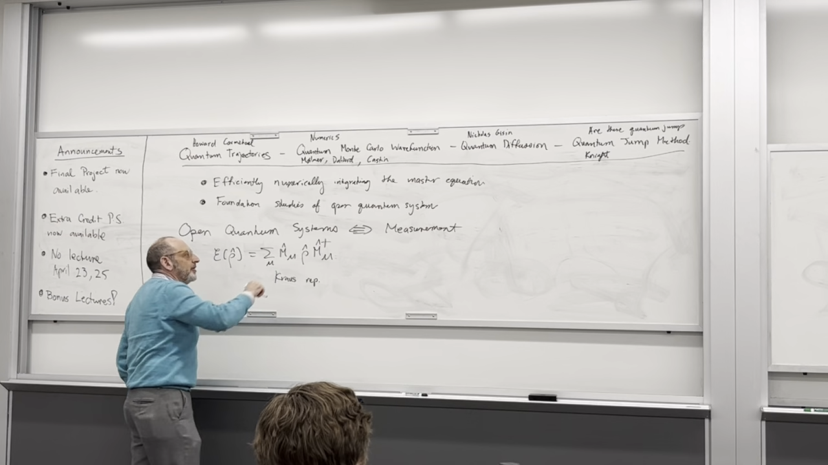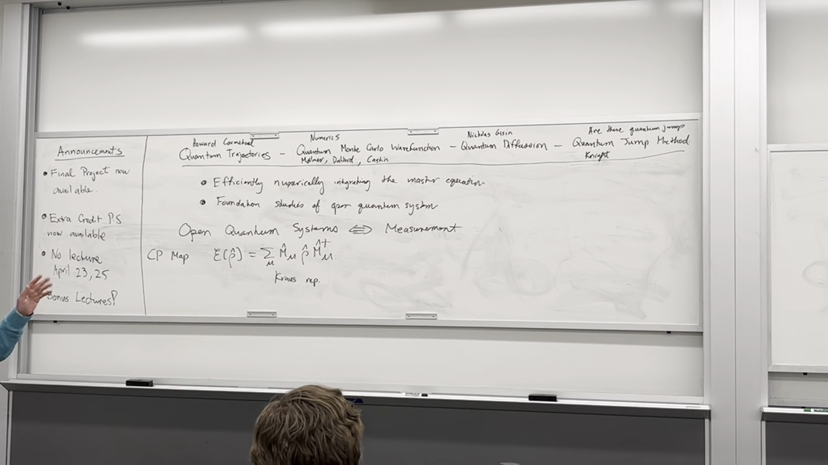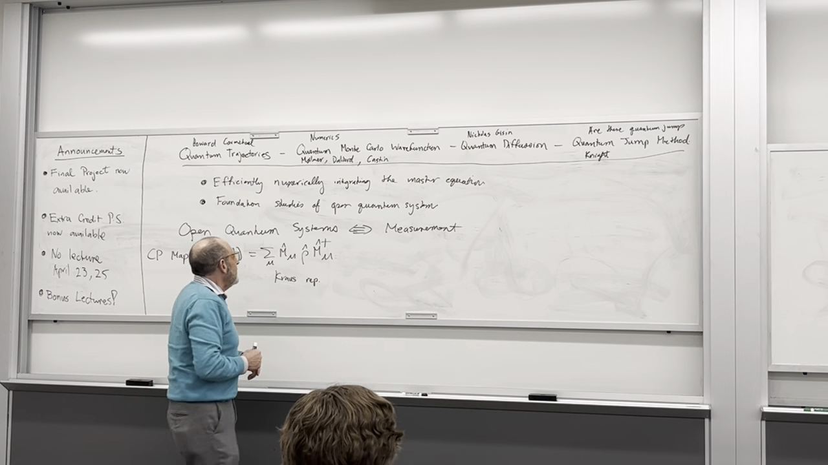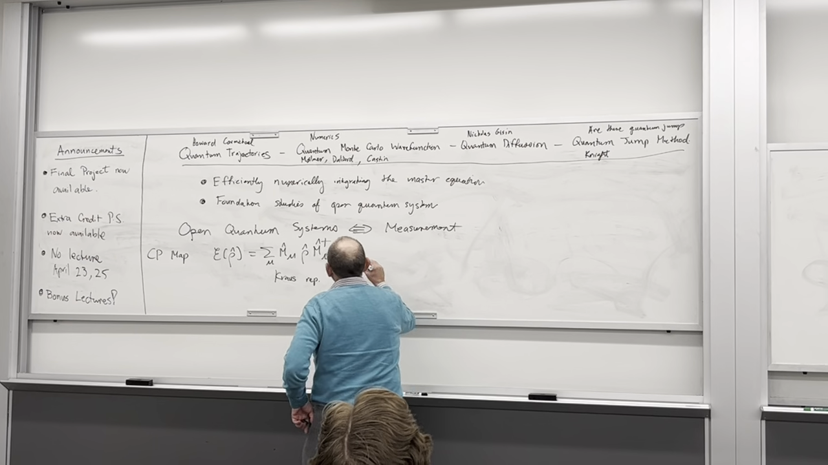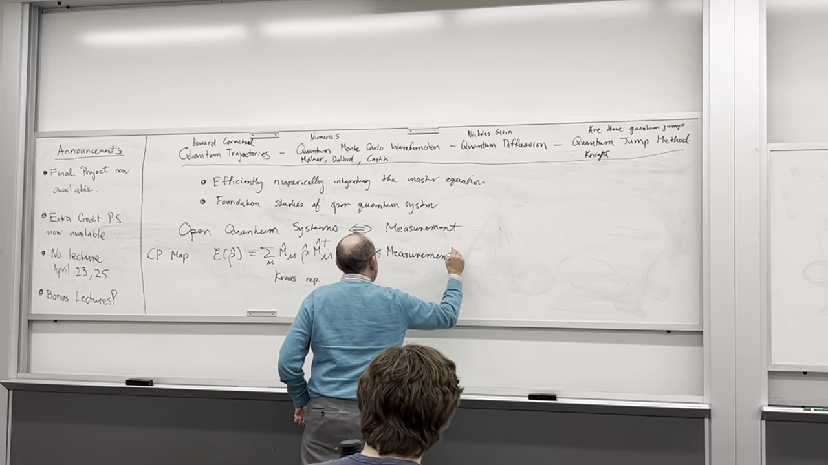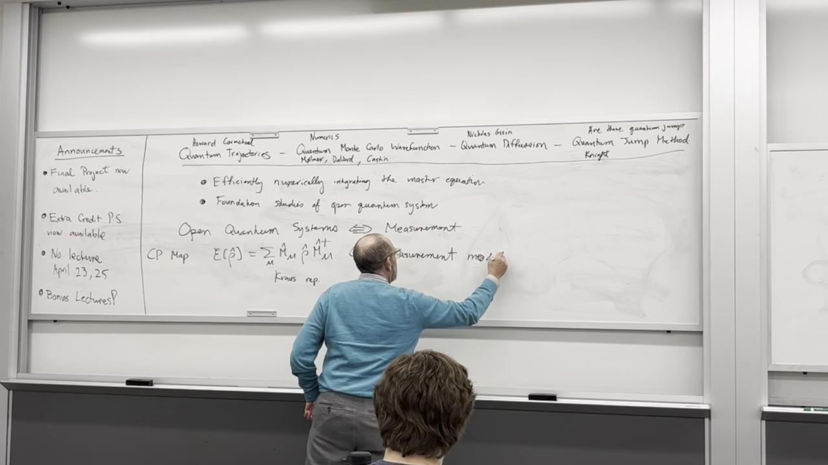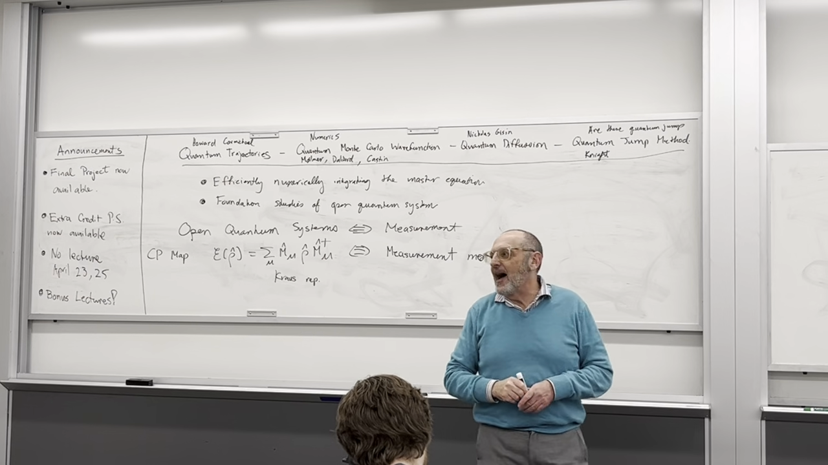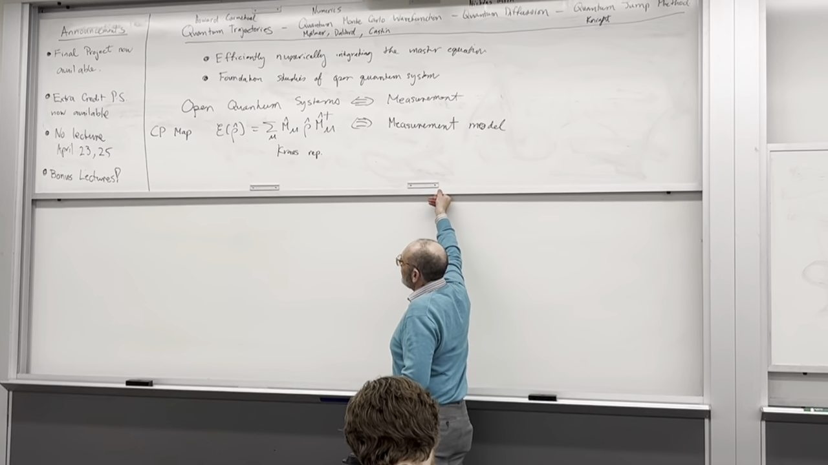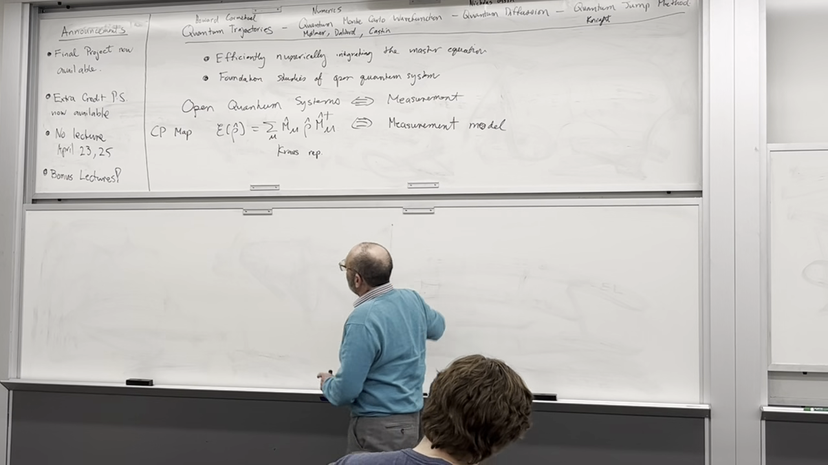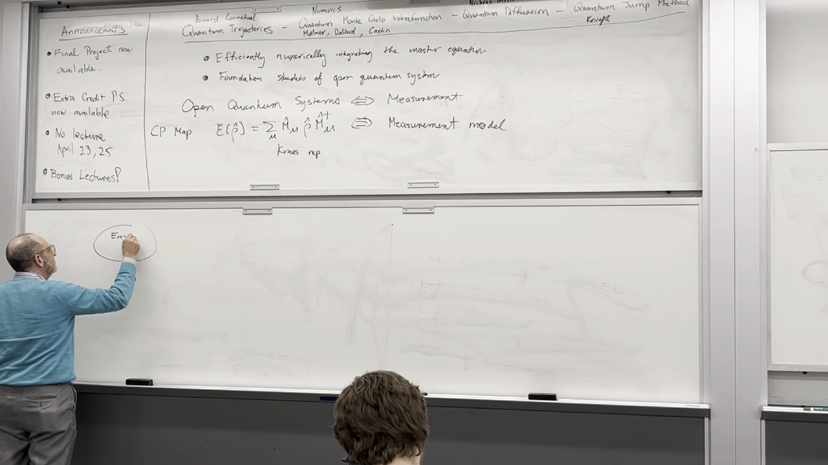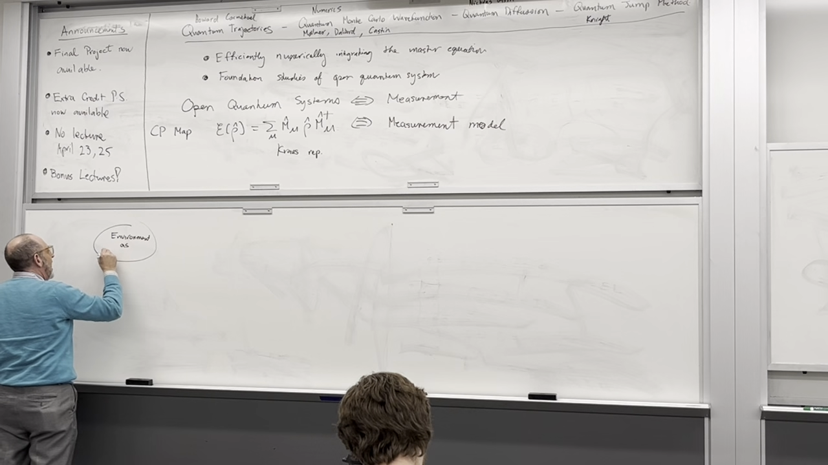With Kraus operators that aren't necessarily unique, we'll come back to that point again a little bit later, maybe not today, but certainly on Thursday. And the relationship between this and what we call the measurement model. So what we said is every CP map is a Kraus map, and every Kraus map can be understood as arising from a measurement model. And that measurement model is the situation in which we think about the environment as a meter.